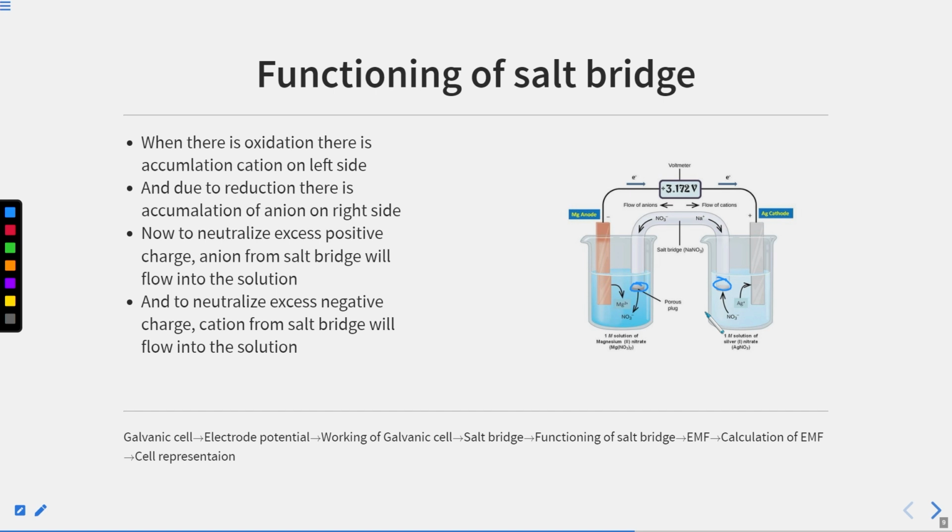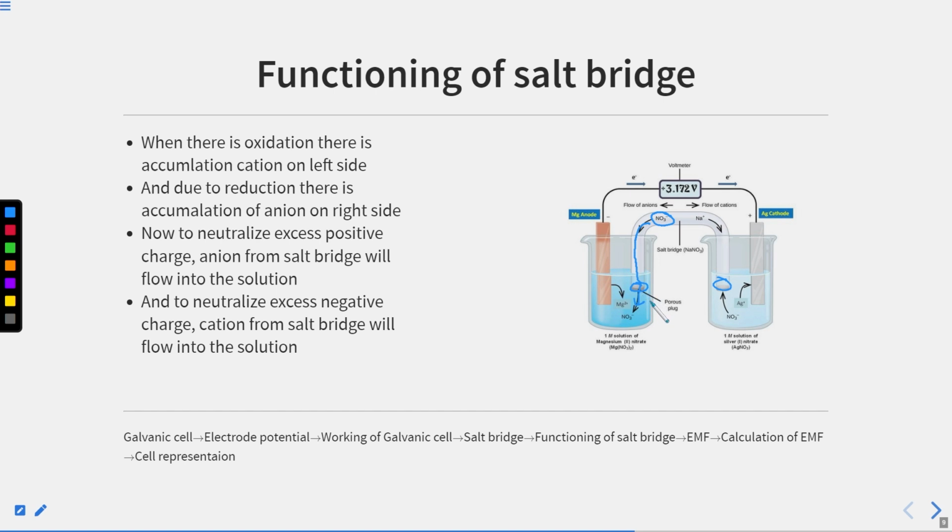Now we have introduced Mg2+ due to oxidation. So when there is a positive charge, it will attract the NO3- on this side. It will attract the NO3- of the salt bridge due to electrostatic force of attraction. Now this NO3- will slowly move into the agar-agar solution and will make Mg2+ and NO3- whole twice. Did you understand? Did you get my point?